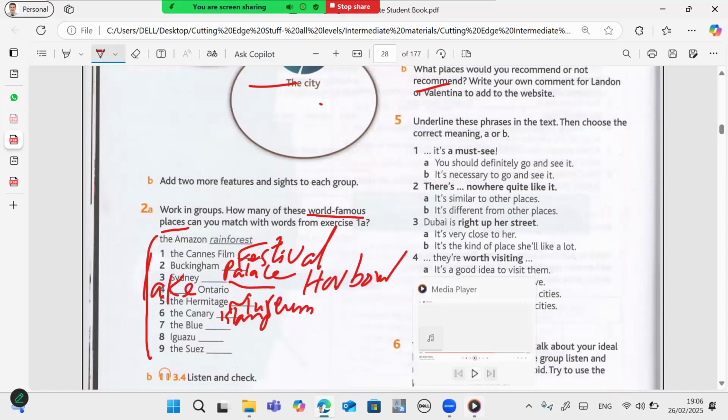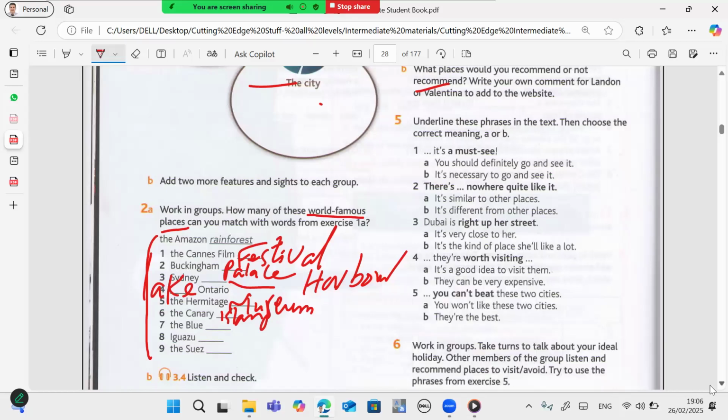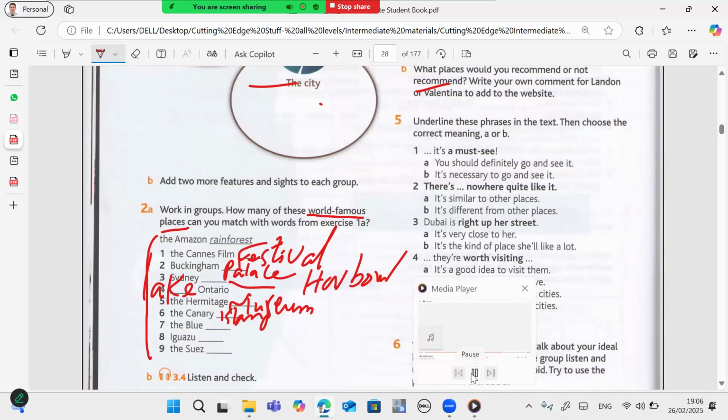The next one. 7. The Blue Mosque in Istanbul is probably the most famous mosque in the world. But this is not true, of course. Why? Because the Holy Mosque in Mecca is the most famous mosque in the world. The Blue Mosque is in Turkey, but the Holy Mosque in Mecca is the most famous mosque in the world.